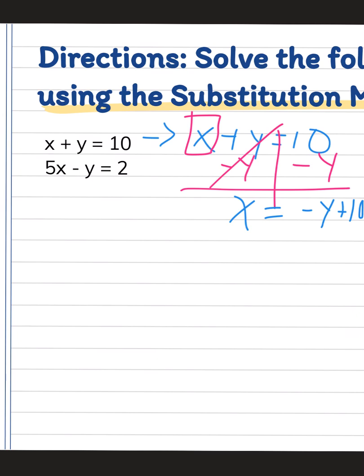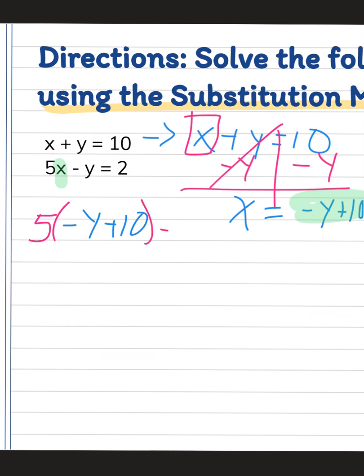All right. Now that we know what x is, we can go and replace x with that right there. Are you ready? So we're going to rewrite that second line, but instead of x, we're putting negative y plus 10. So we have 5 parentheses, and our x is negative y plus 10.